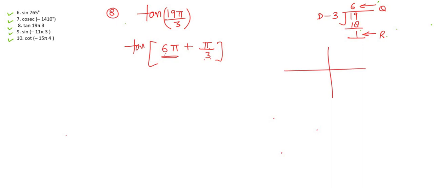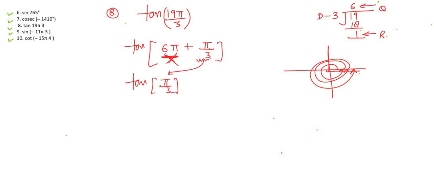See, 2 pi is 1 round, 4 pi is 2 rounds, and 6 pi is 3 rounds. So 3 rounds are over and we entered into 1. So we can just drop it. And what we get is tan pi by 3. These are integer numbers of turns: 1 turn, 2 turn, 3 turn, 4 turn. So we can just drop the first term and only the remaining will be included in our question.